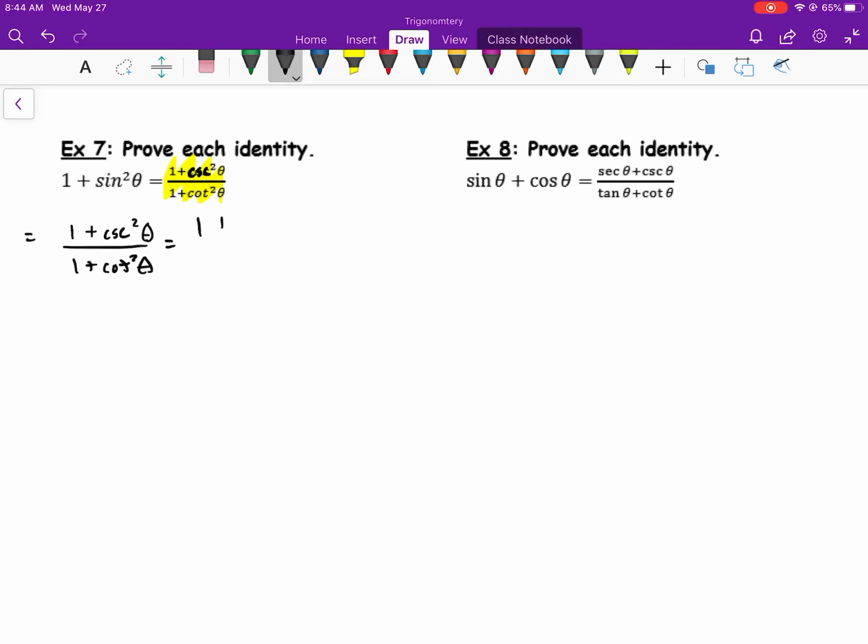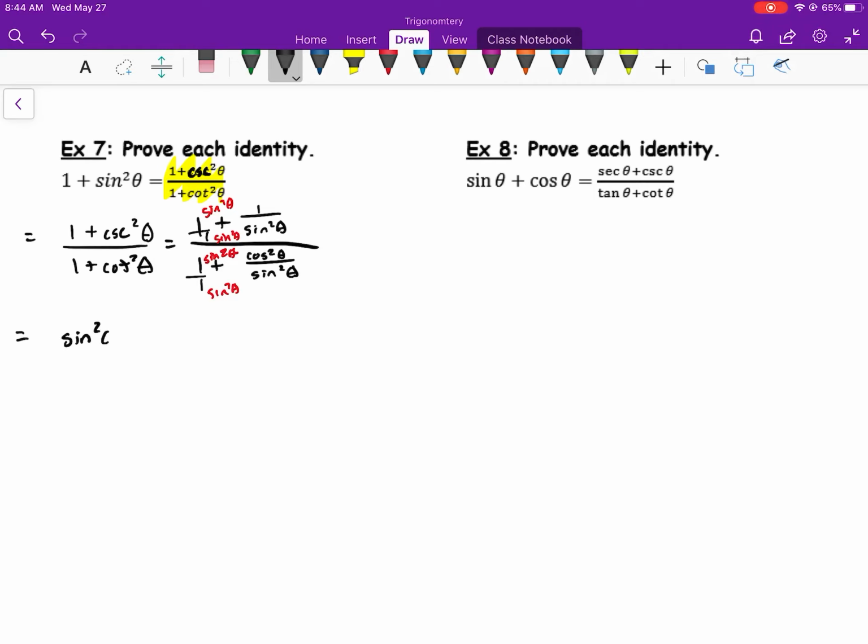Alright. Which now I can use reciprocals and stuff like that. So I get 1 plus 1 over sine squared. And I got 1 plus cosine squared over sine squared, over 1. Need some common denominators. So this needs sine squared, sine squared, sine squared.